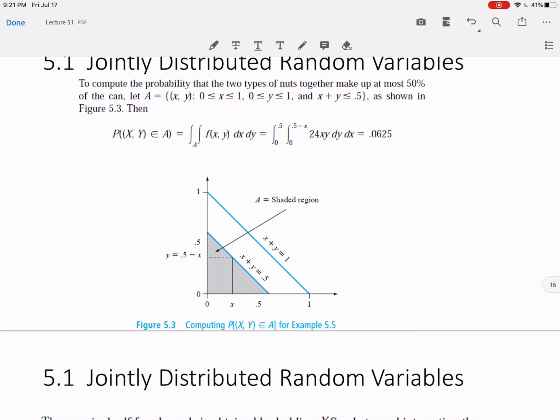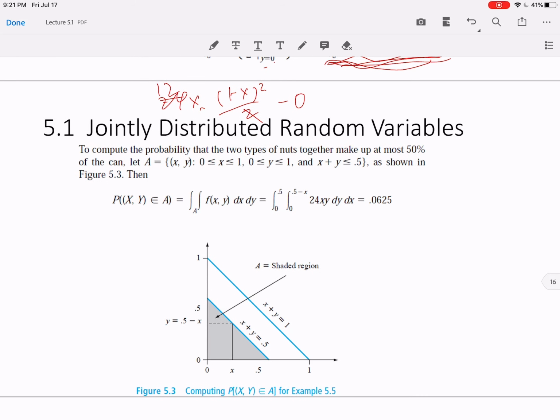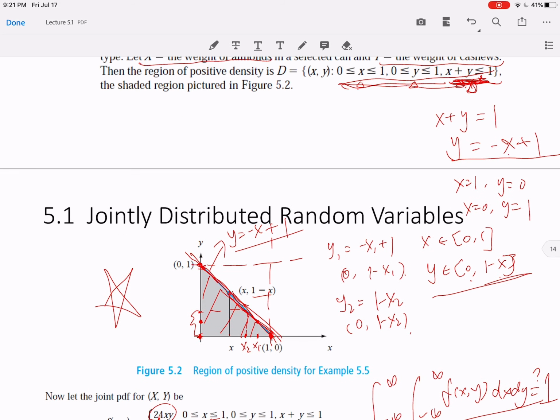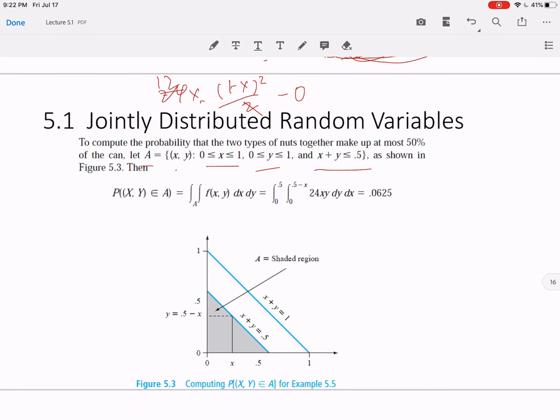Once this is clear, let's take a look at this example here. To compute the probability that two types of nuts together make up at most 50% of the can, of course, in this case, let A equal the set of x and y such that x is between 0 and 1, y is between 0 and 1, and x plus y is less than or equal to 0.5, as shown in the graph 5.3. I think that's the graph. Where is it? Oh, it's over here. So we are looking for the probability that the pair x and y is in the region A.